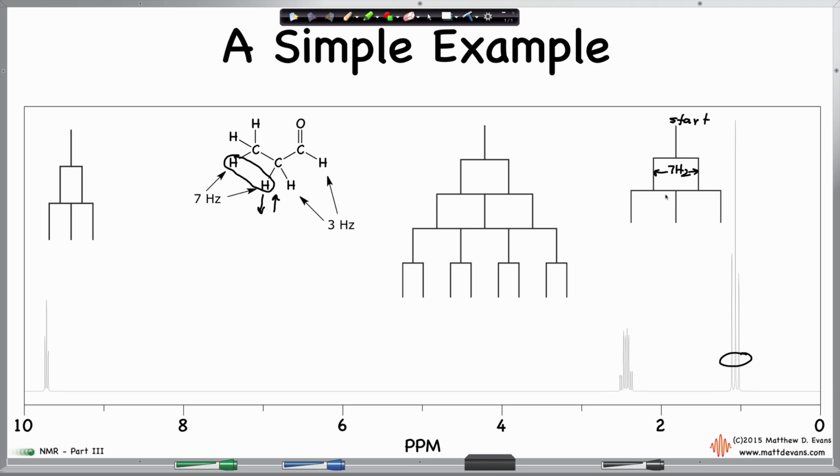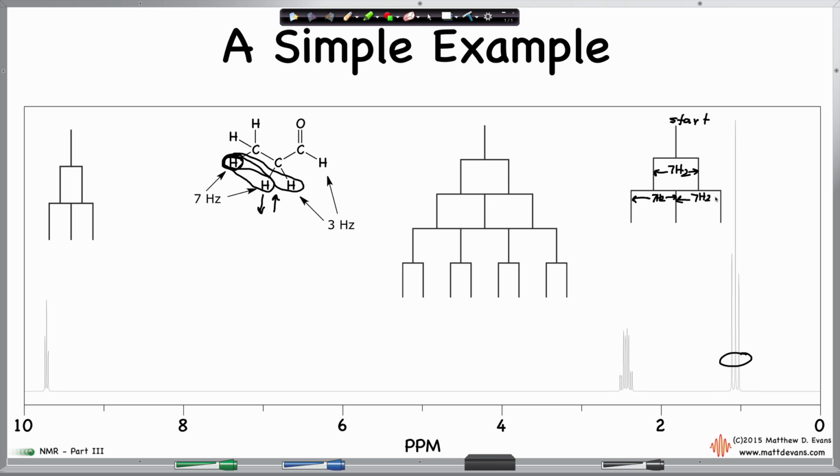Okay, so that's just considering the first hydrogen. Now what about the coupling to the other hydrogen? Remember, we're still talking about this signal right here, but we have to consider the other coupling, and that's when we go to this second tier. This is the second hydrogen that we're coupling to. Once again, the gap is still 7 hertz, because the coupling constant is the same, and likewise over here, it's still 7 hertz.